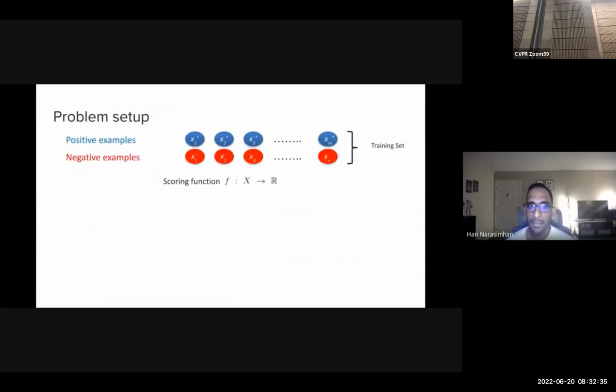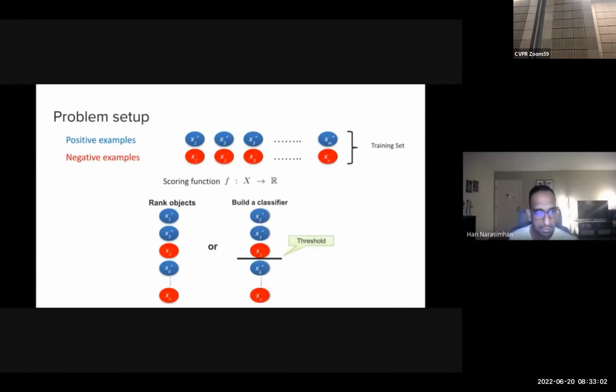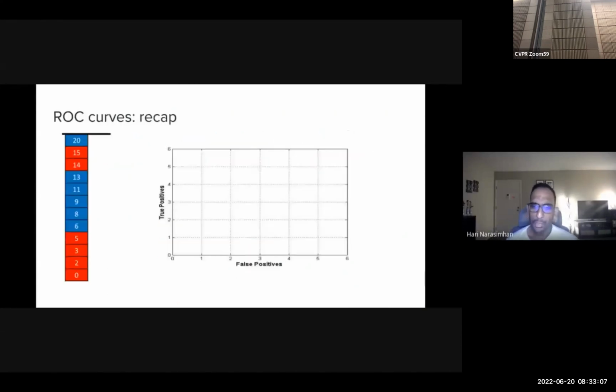Before doing so, I'd like to reintroduce some notations to simplify writing out this partial AUC evaluation metric. We'll denote positive examples using X plus and negative examples using X minus. Our goal is to learn a scoring function which can be used to either rank objects, if you're interested in a ranking application, or to build a classifier by applying a threshold on the scoring function. Let's quickly go through a toy example to recap how one generates a ROC curve, and this would give us some intuition for some of the methods that we'll cover later on in the talk.